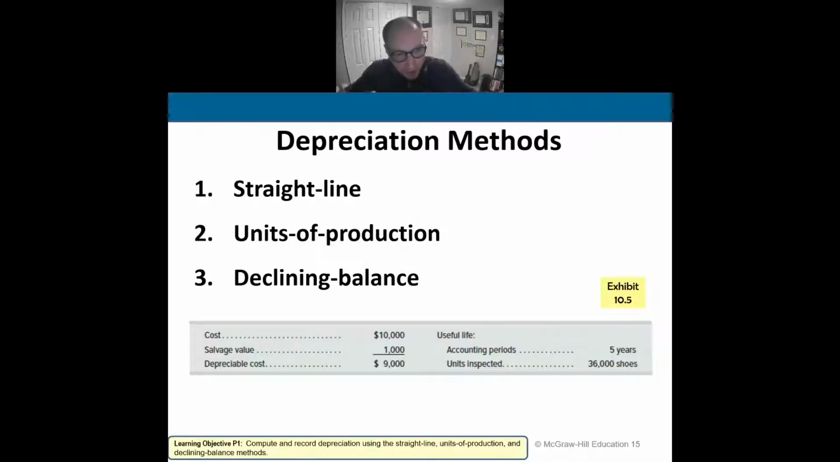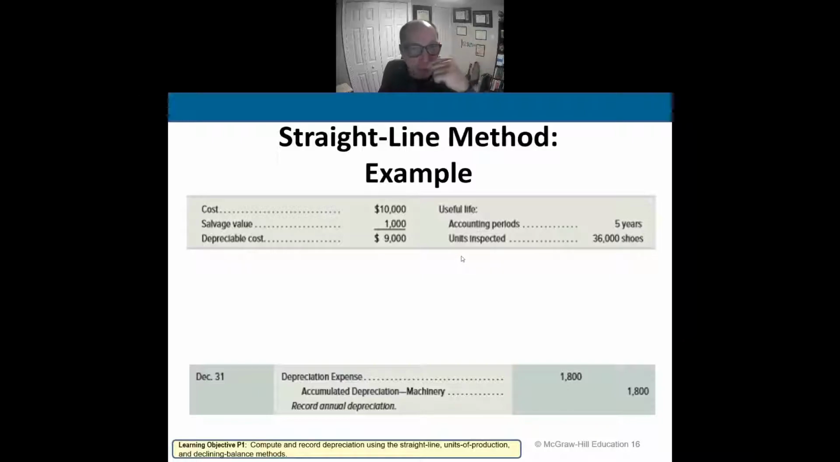So here's another example. Let's say I bought a piece of machinery for $10,000. It has a salvage value of $1,000. That means I have a depreciable cost of $9,000. It has a useful life of 5 years. And I can produce 36,000 pairs of shoes with this piece of machinery. Let's say Nike, I don't know, I'm just throwing it out there. So let's take straight line depreciation first.